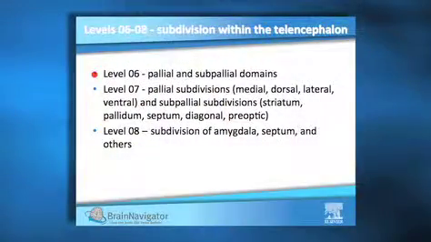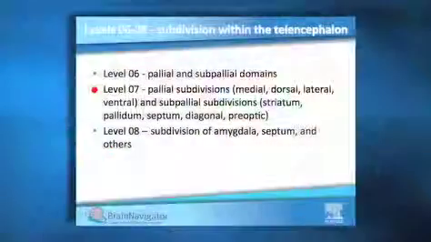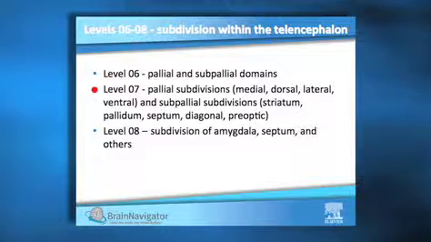And which I've just summarised here because I'm not going to take you through more pictures to try and show those. In level 6, we divide the telencephalon into the pallial and subpallial domains, and the pallial subdivisions probably are familiar to you: the medial, dorsal, lateral, and ventral. The medial being the hippocampal structures, and the dorsal essentially being the neocortical. But the subpallial divisions are the striatum, the pallidum, the septum, and preoptic. And this new word that Lewis has introduced, the diagonal domain.